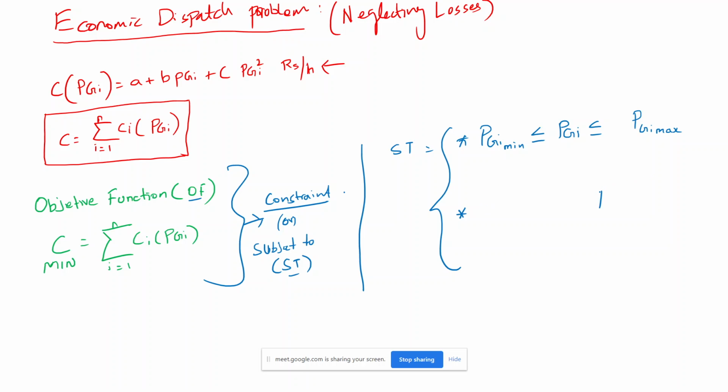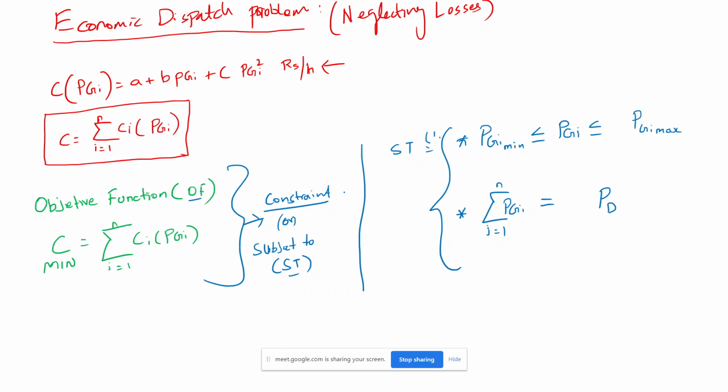Say for example, this is the demand PD, asked by our consumer. I always need to be ready to supply, so the total power generated, the summation over all the generators I have in the power plant, if you add all the power generated, should be equal to my demand. Whatever the demand is, I need to be ready to generate it. These constraints also I need to take care of.